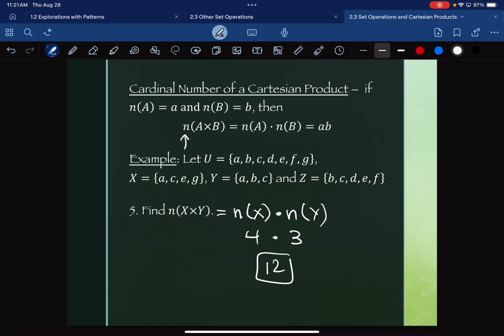Okay? So don't do more work than you're asked to do. If it asks you to find the number of things, don't go finding all the things and then counting them. That's a little bit overkill, right? We have a simpler way to actually do that counting argument.